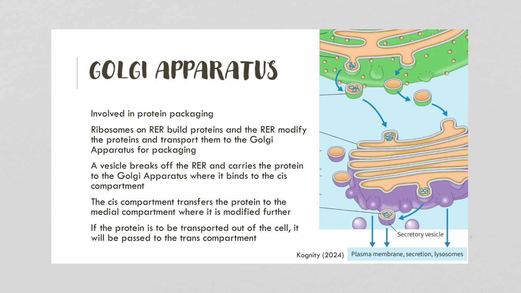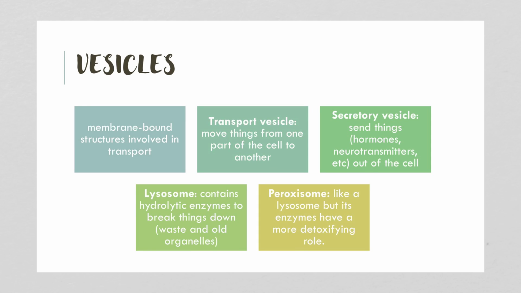So the cis is the one that's closest to the endoplasmic reticulum. The medial compartments are the middle part, and then the trans compartments are the ones furthest away from the endoplasmic reticulum. So vesicles are membrane-bound structures that are involved in transport or other jobs. So there's a variety of them. The first one is a transport vesicle. They move things from one part of the cell to another. So just kind of like a taxi or a shuttle or a bus. Secretory vesicles send things like hormones, neurotransmitters, and other materials out of the cell. So they secrete out of the cell. Transport is within. Secretory is without or outside of.